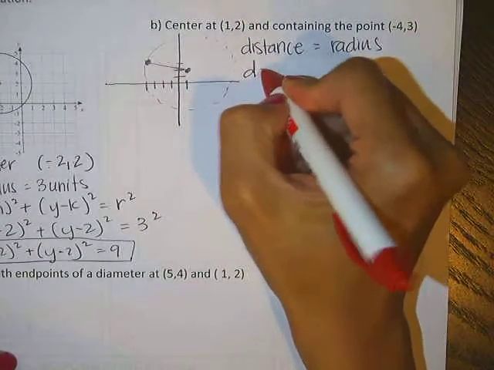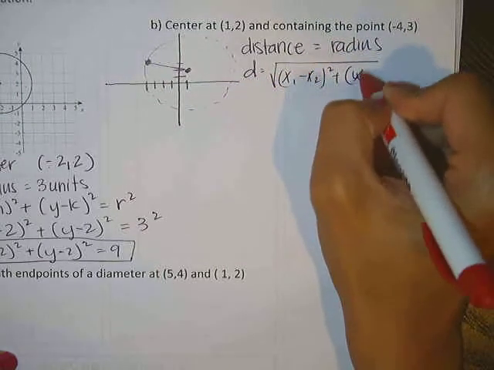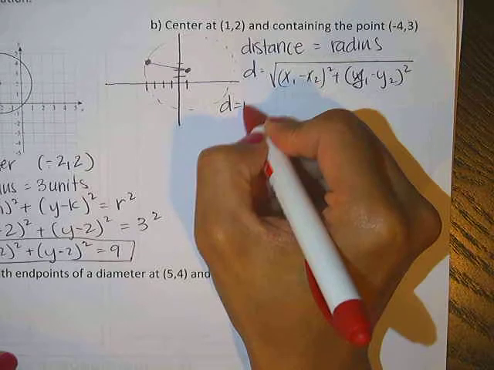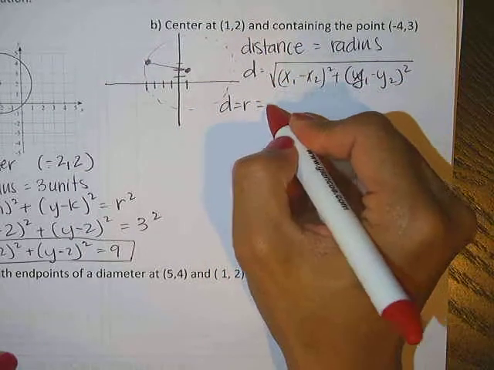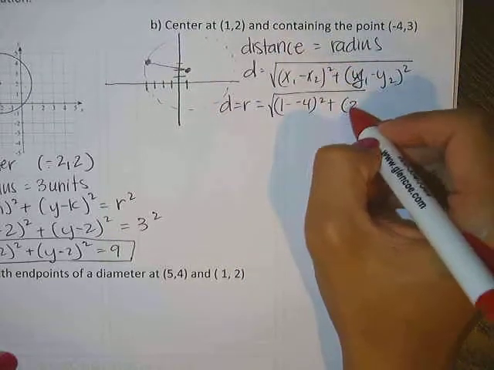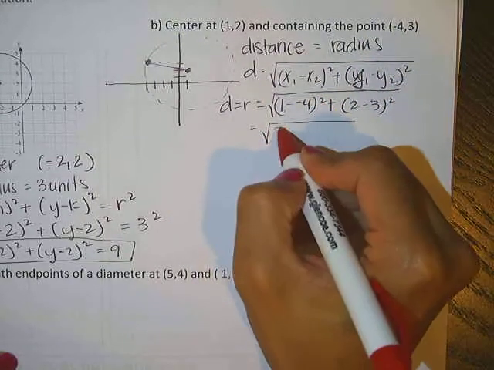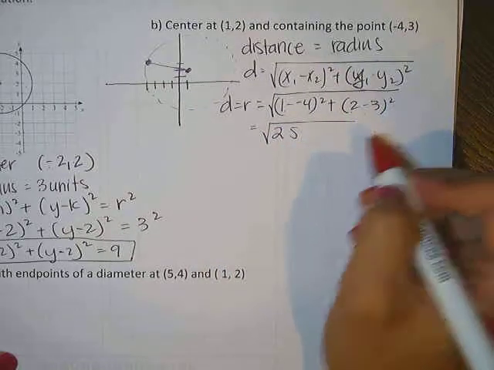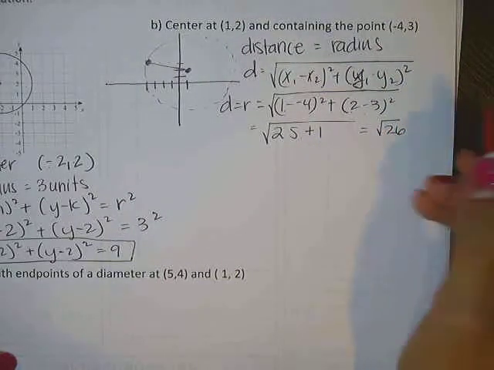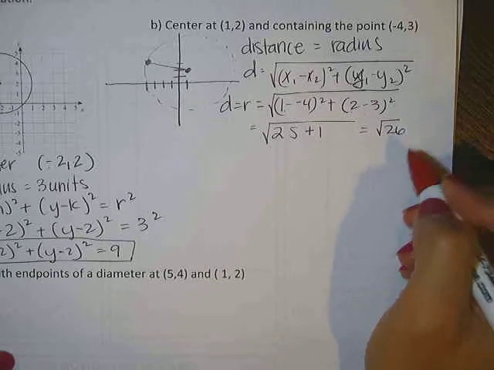So D equals the big radical of x1 minus x2 squared plus the difference of y1 minus y2, and I'm going to square that. D again is the same as radius. So the first x is 1 minus a negative 4, I need to square that, plus 2 minus 3, and I need to square that. This is going to be 5, 5 squared is going to be 25. 2 minus 3 is negative 1, negative 1 squared is going to be positive 1. So this is the square root of 26, and square root of 26 is 2 times 13, so I can't take it out of the radical. So we're going to leave it as is.